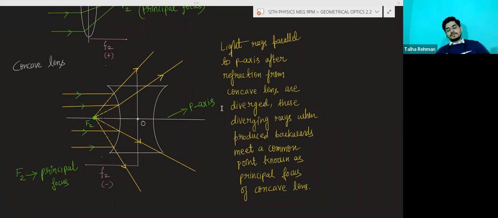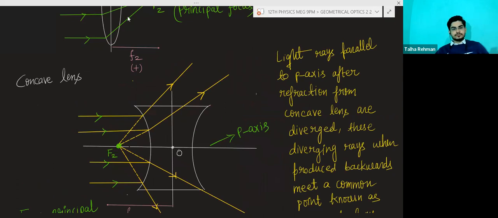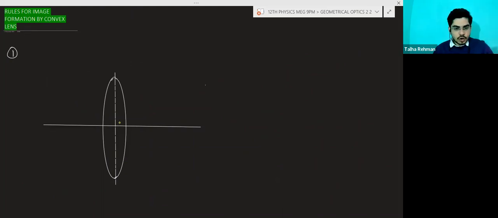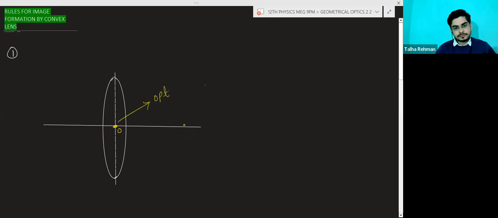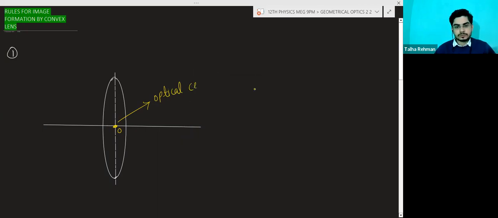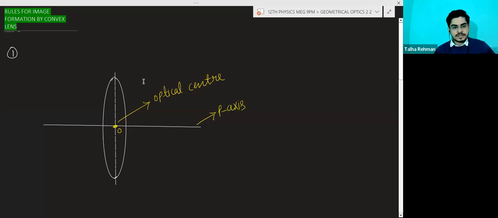Okay, after this, now we have a very small topic, and then we will wind up this class. Earlier also we have seen this type of topic: rules for image formation by the convex lens. I am finishing this in 4 minutes, then you can leave. So this is a convex lens, and this O is the optical center. This is the principal axis, and this is the convex lens.